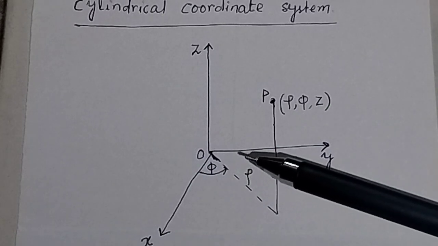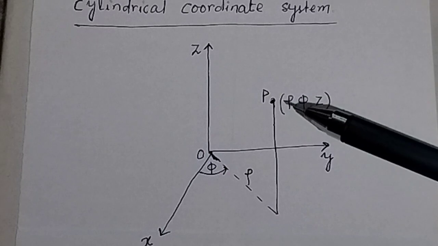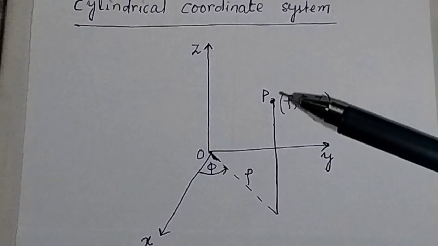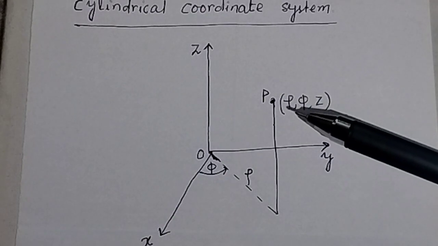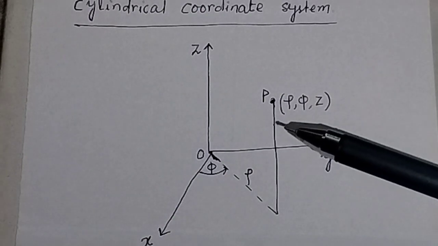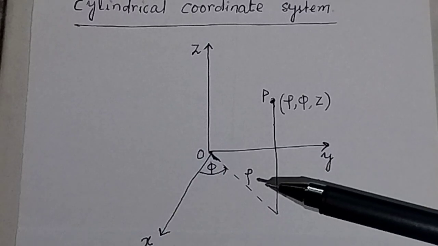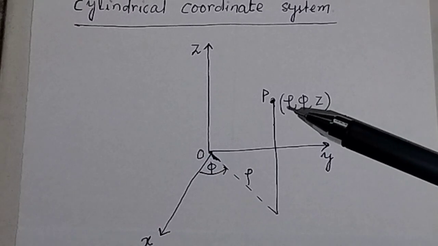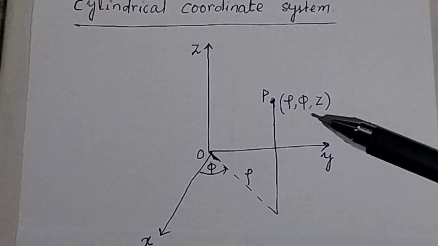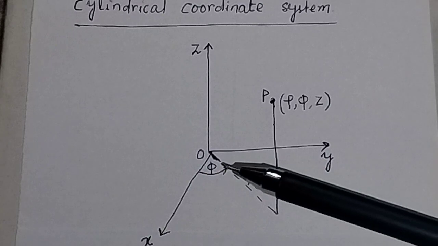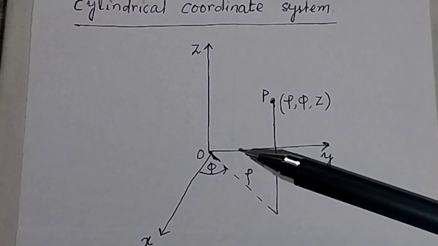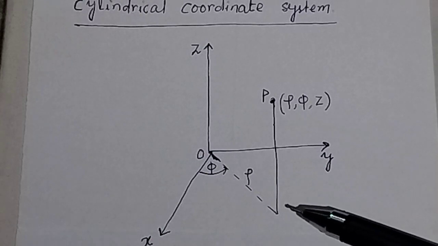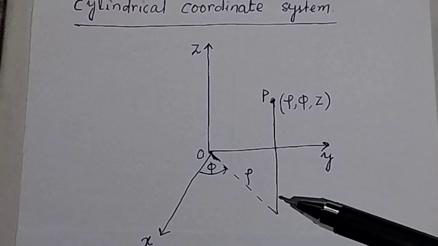Since we are using r as the radial distance in spherical coordinate system, in cylindrical coordinate system we use another letter, that is rho. If you use r also, the coordinate in cylindrical coordinate system will be equal to r, phi, z, but here I have used the symbol rho instead of r. So here, this is your rho, the radial distance which is in the xy plane.